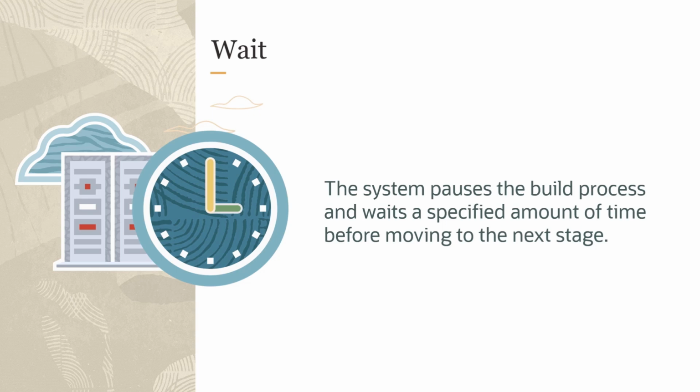The wait stage can be added when the system needs to wait a specified amount of time before moving to the next stage. It can't be added as the first stage to a build pipeline, and the pipeline must have at least one managed build stage first. The duration is given in seconds, for example 300 seconds. During this duration, the build process is paused.